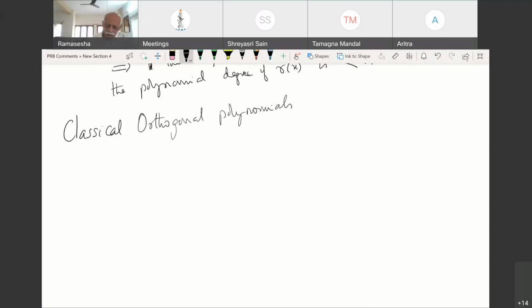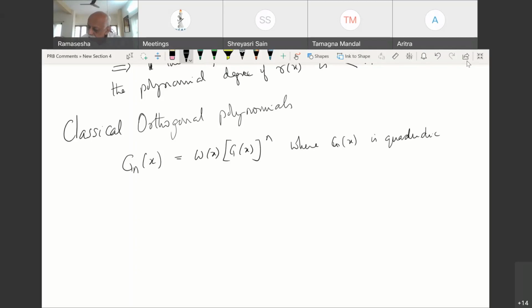In a classical orthogonal polynomial, what is G_n(x) supposed to be? G_n(x) is given by W(x) times G(x) to the power n, where G(x) is a quadratic polynomial. That means G(x) is equal to alpha plus beta x plus gamma x squared.